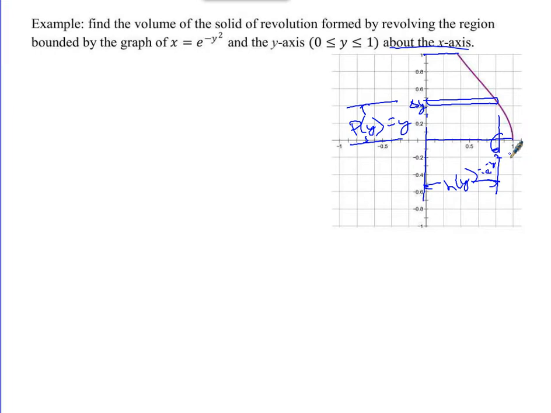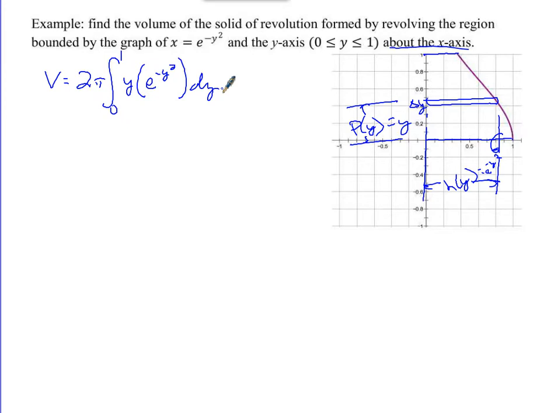The shell method says v equals what? 2 pi, integral from 0 to 1, P of y times h of y, so y times e to the negative y squared. And then dy, the width of the rectangle. So that's the setup. How do we integrate that?